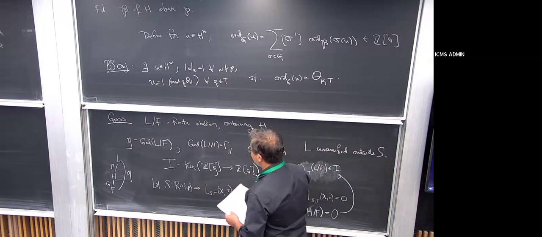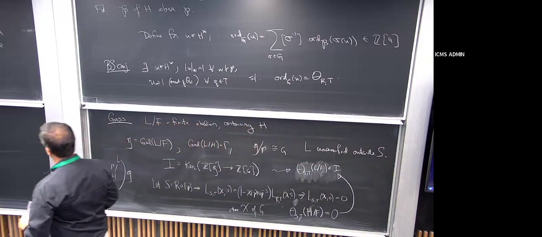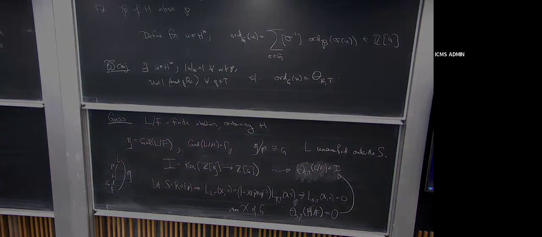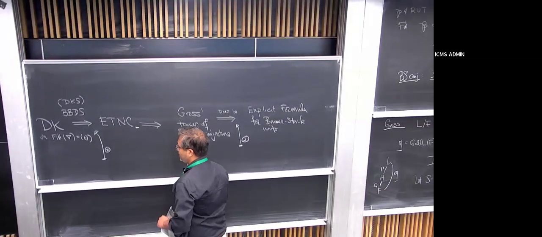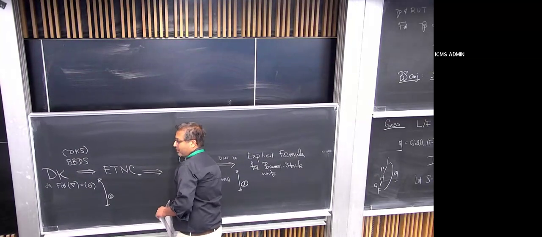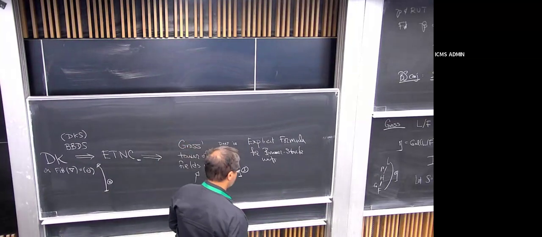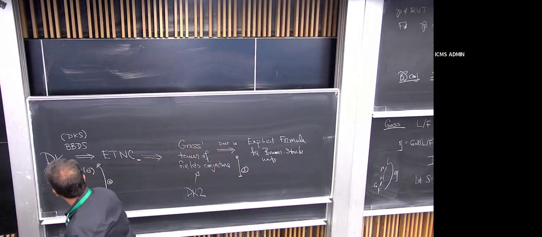Okay, so that's the setup for Gross's conjecture. It's just to note that this Stickelberger element is contained in I. And then the conjecture is about the image in I mod I squared.